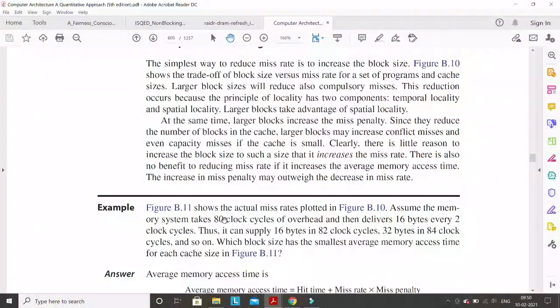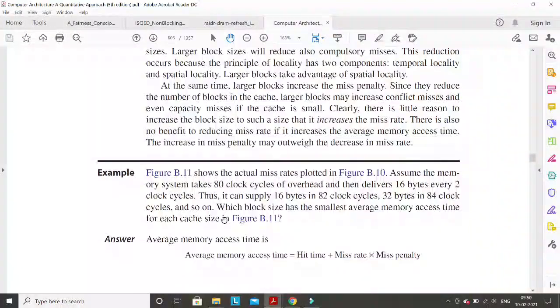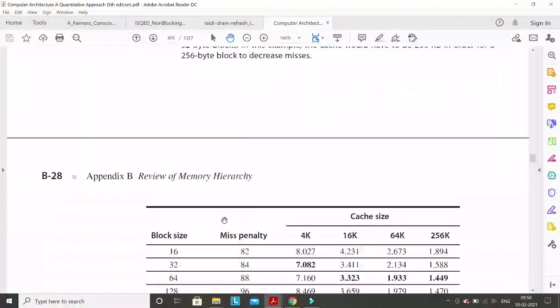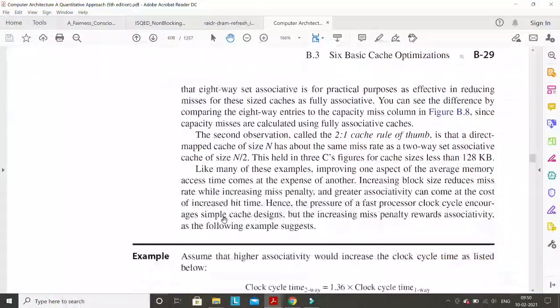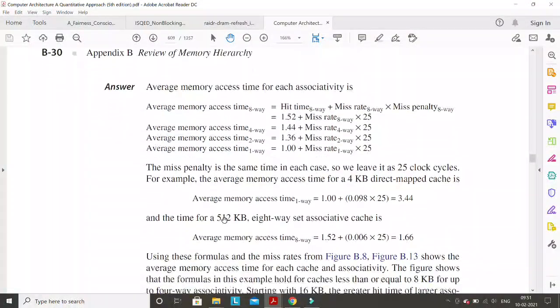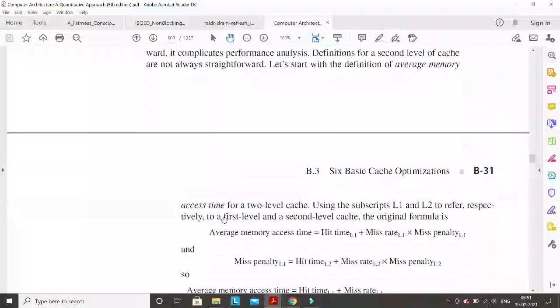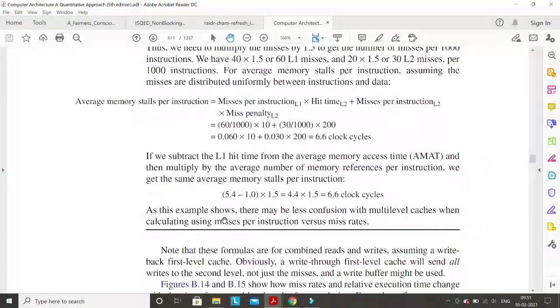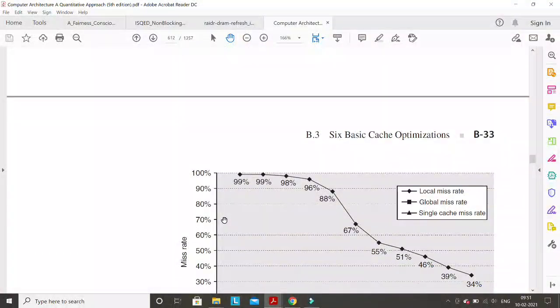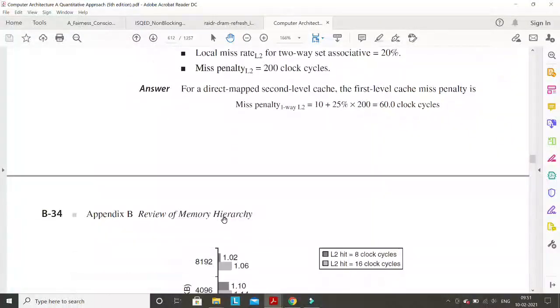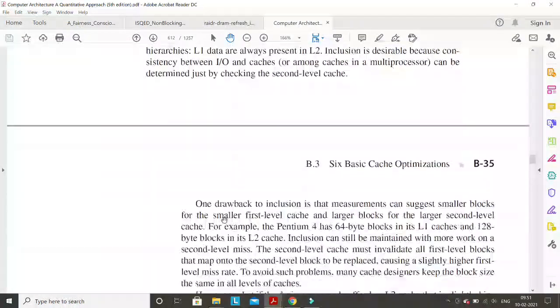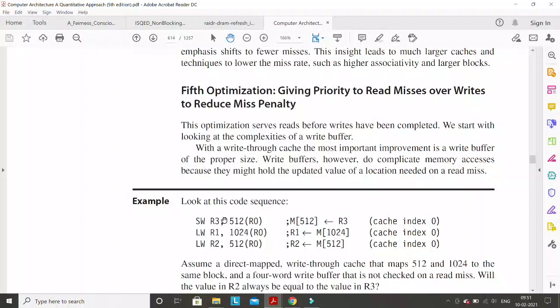After this, the optimizations come. The first optimization is important. The second and third optimizations are also important. Let me see the fourth optimization. The fourth optimization is also important. I think we can stop after the fourth optimization. The fifth optimization is not required. So your syllabus will be up to the fourth optimization from this appendix. Till the fourth optimization, all the basic concepts will be clear to you.